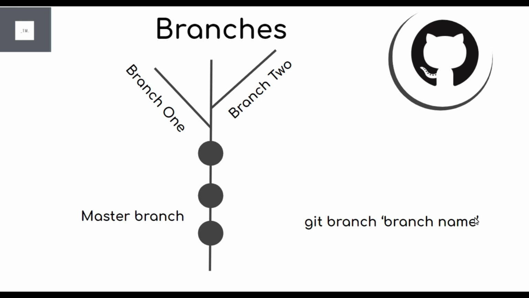Now let me break it down for you. Suppose you are developing a website and you have a teammate with you, and you are both developing that website together. You are developing the header section and your teammate is developing the footer section. You are developing simultaneously so that the project gets finished faster. Just like here, suppose you are doing this one and your friend is doing this one, and this is the master branch, the actual project.